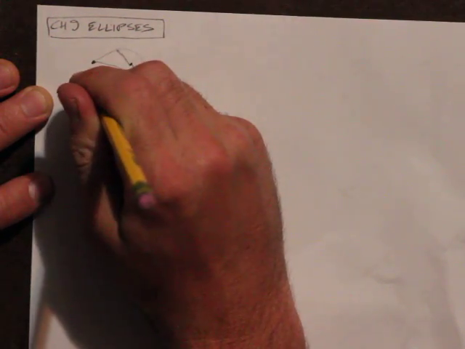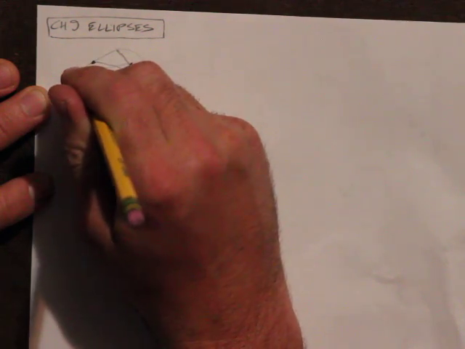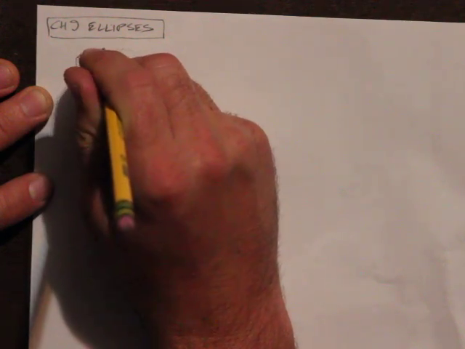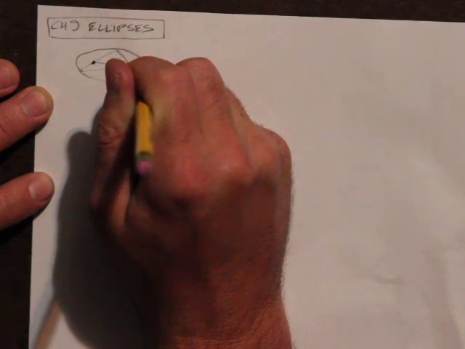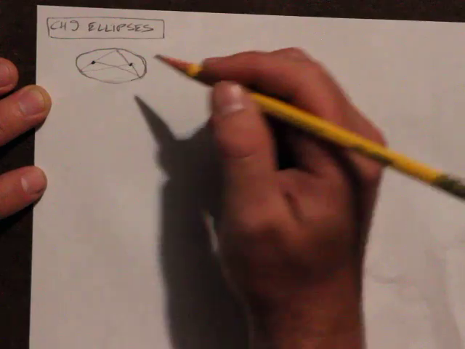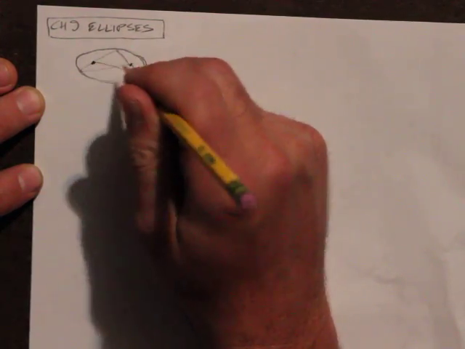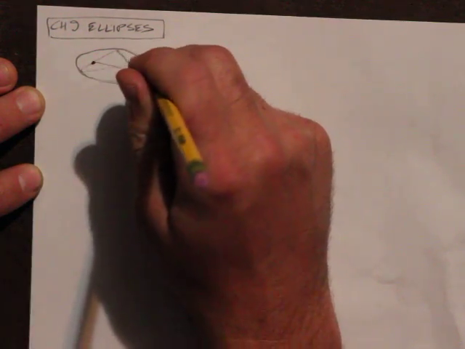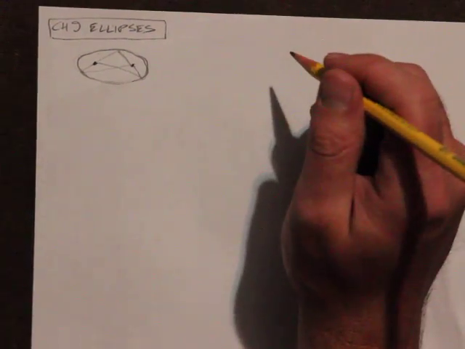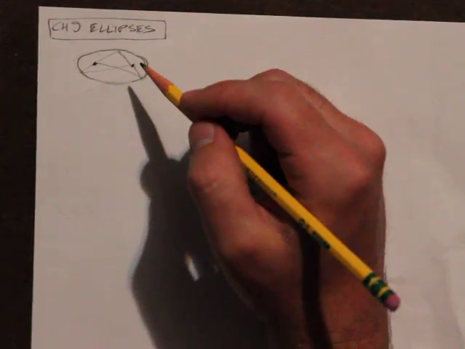My pencil would hold the string tight. And if I were to go around like that, then my pencil would draw an ellipse. So that's one way to draw an ellipse: if I had a piece of string tied to two nails, and I brought my pencil taut on that string, I would draw an ellipse. And so that's what these foci are, and that's the ellipse.